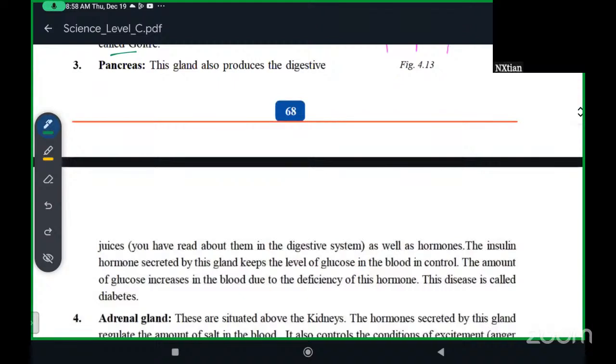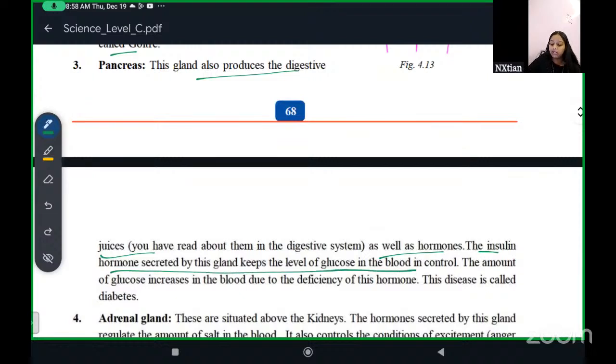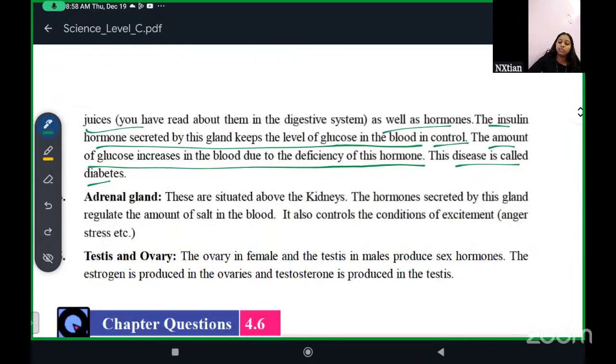Now, the pancreas produces digestive juices and hormones. The insulin hormone secreted by this gland keeps the level of glucose in the blood in control. The amount of glucose increases in the blood due to the deficiency of this hormone. Deficiency of this hormone leads to diabetes.